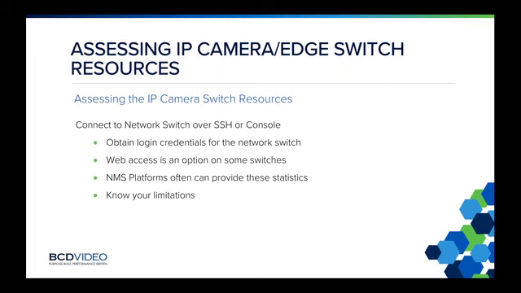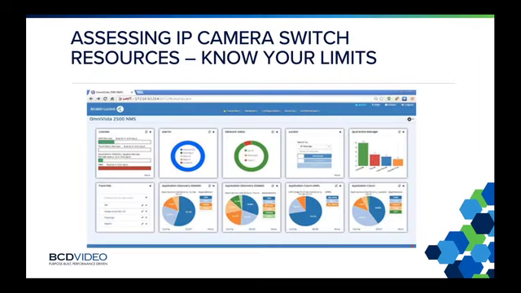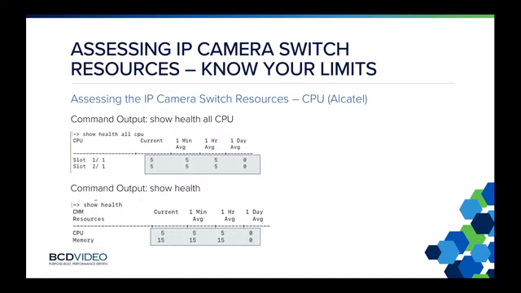The most important thing with both the IP cameras and the switches is know your limitations. How far should you really be going? If you're not familiar with the command line, you may want to find somebody who is familiar with it to do this. This is an example of an NMS platform, or a network management platform, that could deliver those statistics, specifically this one being from Alcatel-Lucent. And Alcatel-Lucent is the switching platform that I'm actually going to use, and that we use within our lab to do this analysis on.